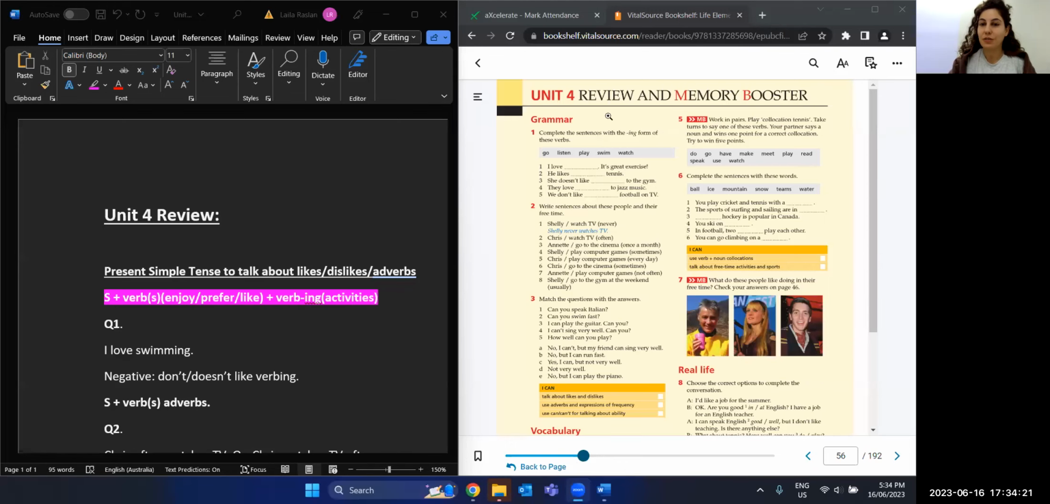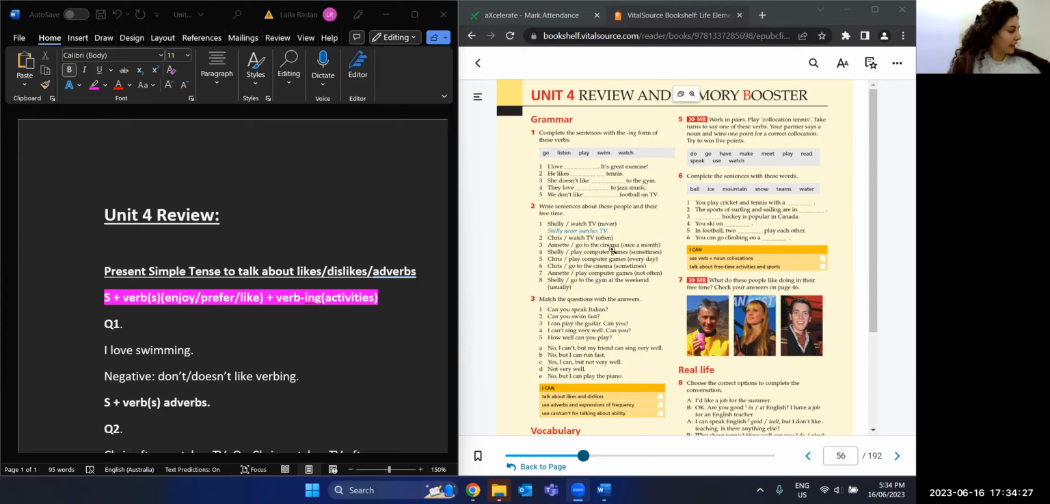Okay, so let's get started. For the end of the unit, we're going to be looking at some review of the unit, the grammar, making sure we understand as much as we can. So let's have a look. Let's go through the review part, the exercises, and put it into practice. Unit 4 review.